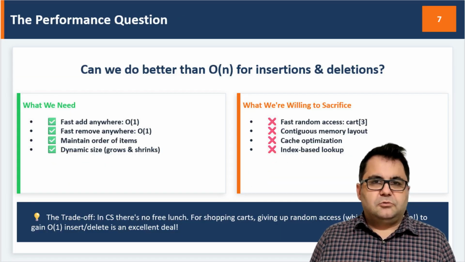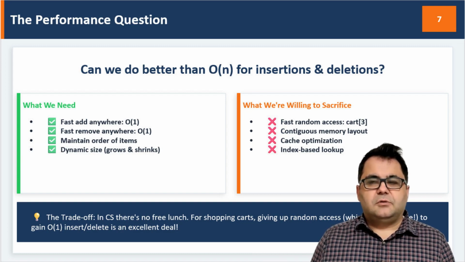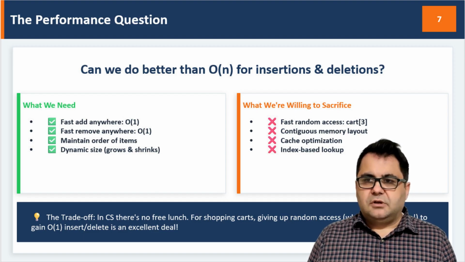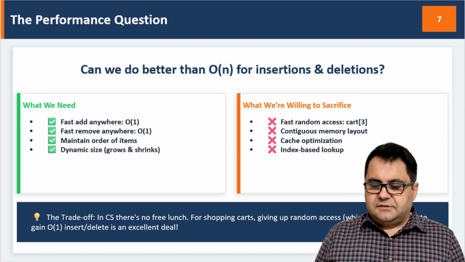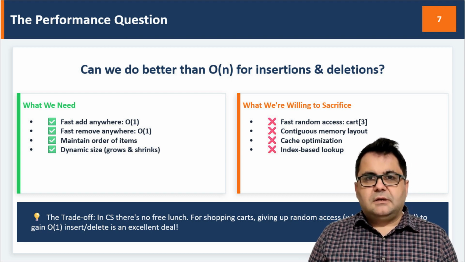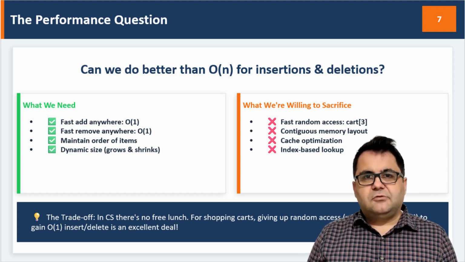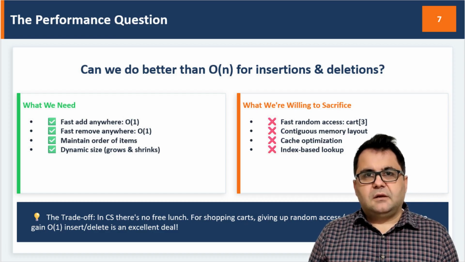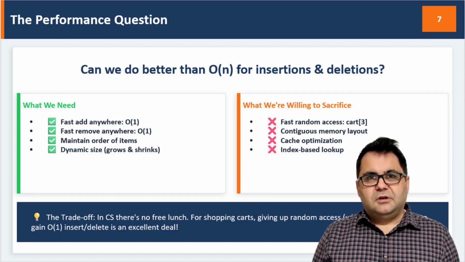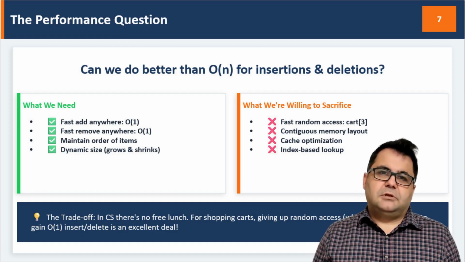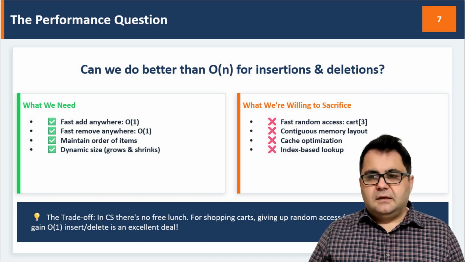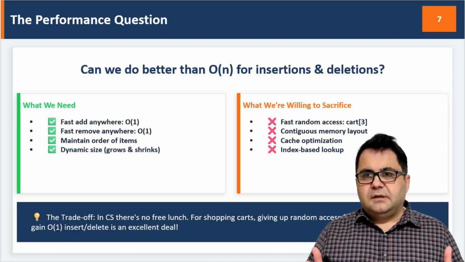Here's the critical question we're asking today. Can we do better than O(n) for insertions and deletions? What would better look like? First, fast add anywhere, whether beginning, middle, or end, ideally O(1). Second, fast remove anywhere, same thing, O(1). Third, maintain order. Users expect their cart to stay in the order they added items. Fourth, dynamic size. The cart can grow and shrink without pre-allocating huge memory.